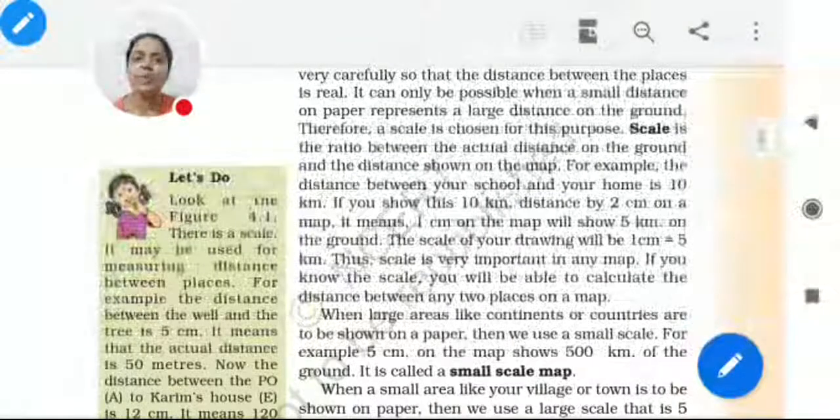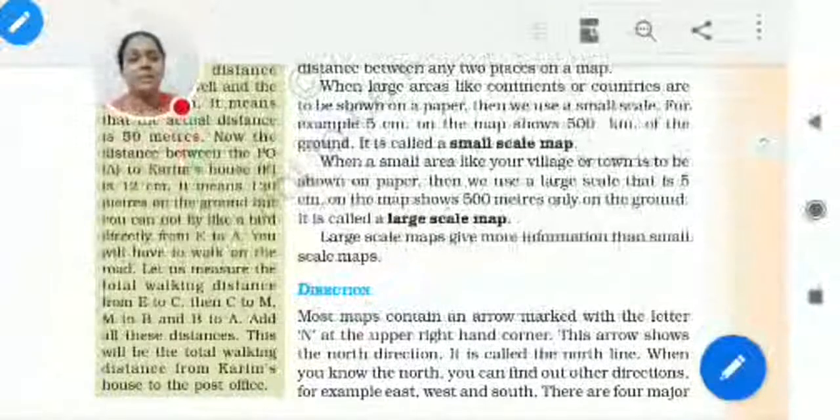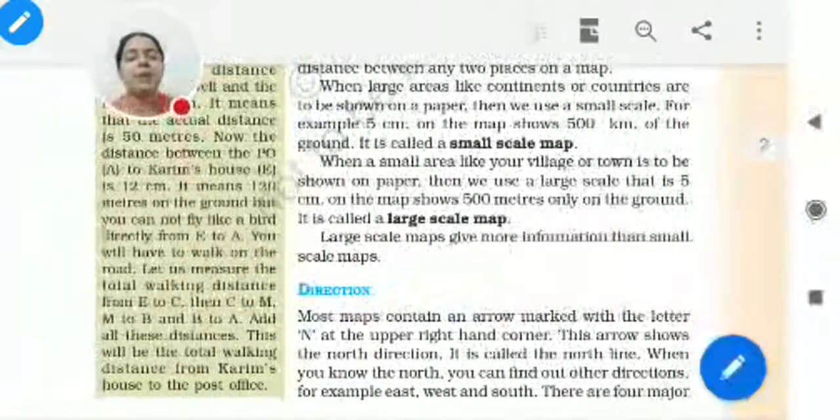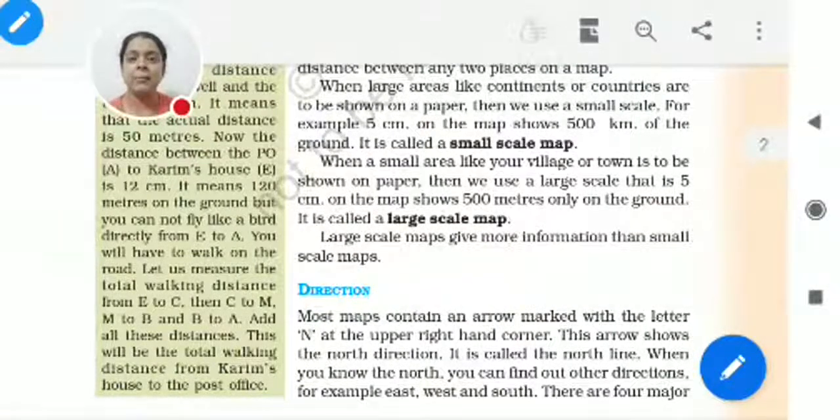According to the ratio, we found there are two kinds of maps: small scale map and large scale map. A small scale map is used for big areas, and a large scale map is used for smaller portions. A small scale map gives us less detail, and a large scale map provides each and every kind of detail.